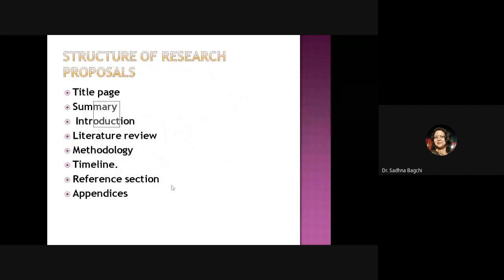Now coming to the structure of the research proposal. Your research proposal must have these elements. The first is the title page, second is the summary, third is the introduction, fourth is the literature review. I have already dealt with how to write a literature review, and what things you have to take into consideration for it. Then the methodology, that is the research design.